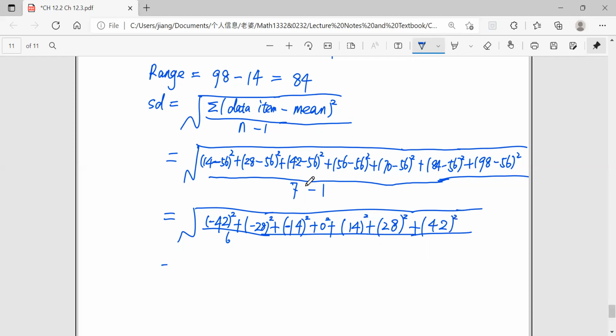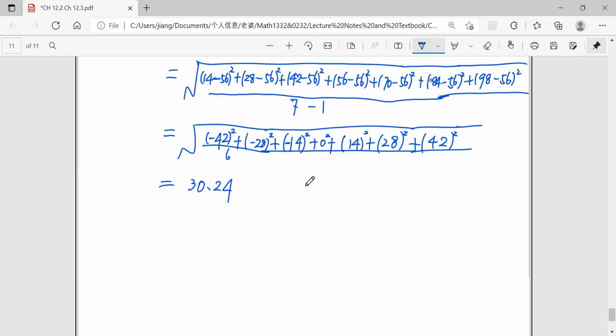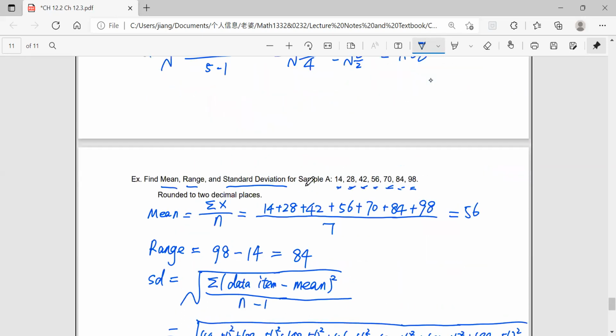And then use a calculator to find the value of these. You should get 30.24. So the standard deviation is 30.24. I think that's a big standard deviation based on the data. Okay, that's the last question.